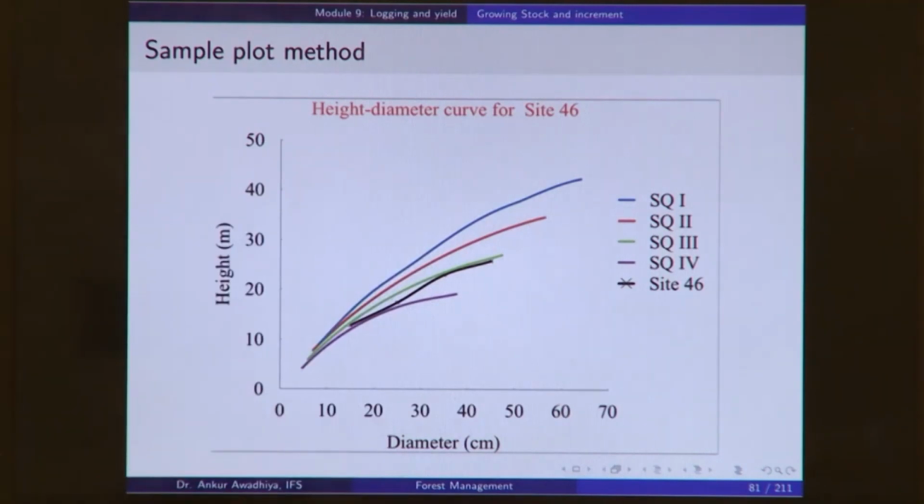So, in this case we will say that the site quality of the forest stand in Timli is site quality 3. So, this is also another method of finding out the site quality. So, in this lecture we had a look at the growing stock.